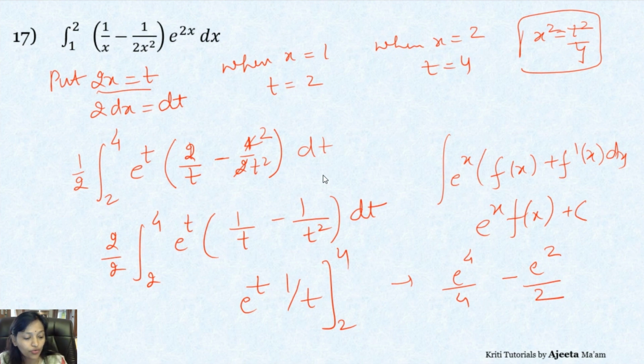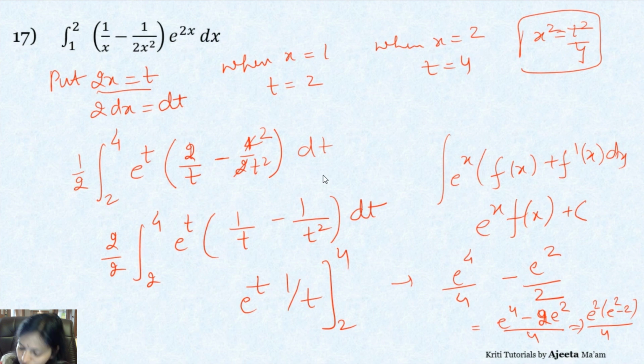In fact, here what you can do is take the LCM for 4 and get your answer. You can take e square by 2 common also and then you can get your answer. Correct? This is how we go with it. E raised to 4 minus 2e square upon 4, that can be your final answer. You can take e square common also. Clear? We can write it like this also. This can be the final answer. So this is how we go on. These questions are to be practiced a lot. They are very important for board exams.